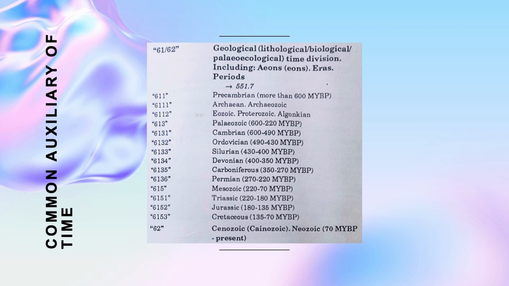So in case of 611, you see it is assigned Precambrian, that is more than 600 million years back, and 6111, that is Archean, 6112 Eozoic, 613 Paleozoic, 6131 Cambrian, 6132 Ordovician, 6133 Silurian, and 6134 Devonian, 6135 Carboniferous, 6136 Permian, 6115 Mesozoic, 6151 Triassic, 6152 Jurassic, 6153 Cretaceous. So and 62 is Cenozoic.